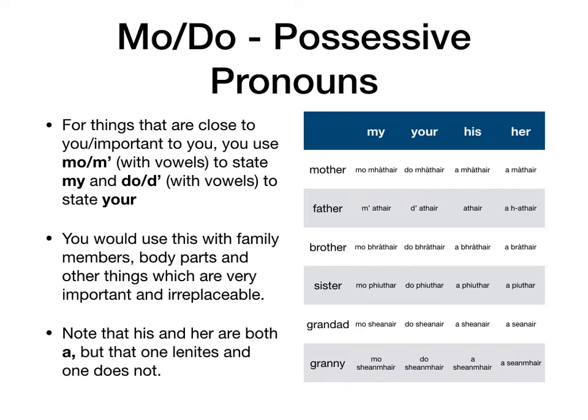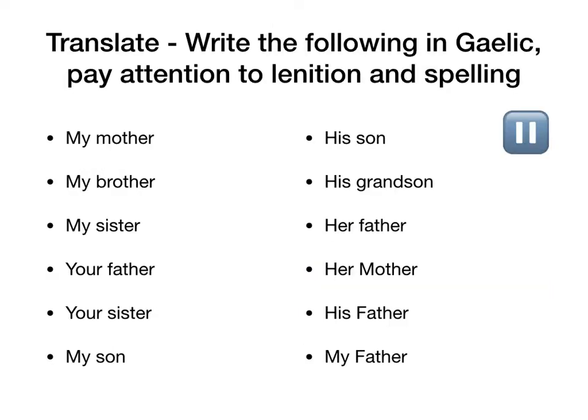And you'll notice this subtle thing with father, that because a and the word begins with a, to differentiate, athair doesn't actually have a possessive pronoun in front of it for his father, but for her father, you have a h-athair. So anyway, just going through that, you could perhaps want to replay that slide to get some of those pronunciations, but you'll notice that mo, do, and a for his all lenite, and a for her does not. So translate, write the following in Gaelic, pay attention to the lenition and spelling, and you can go through there, so make sure you do that.